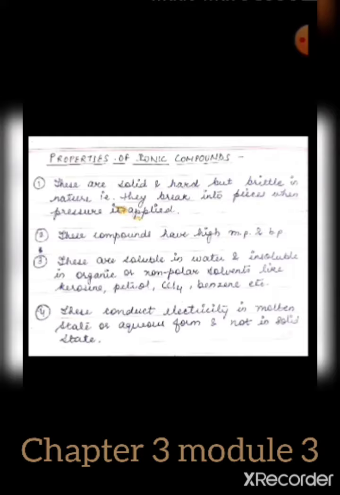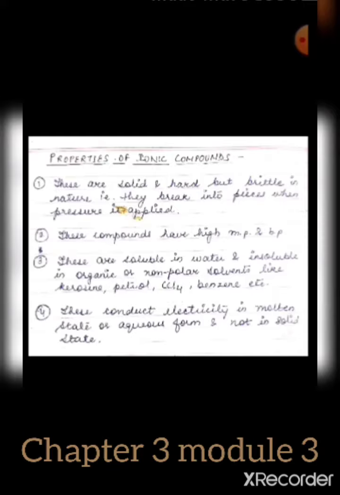The organic solvents do not have such charges. So water, which is ionic, can dissolve ionic compounds, and they are insoluble in organic or non-polar solvents because these do not have any charges. For example, kerosene and petrol are non-polar, they do not have any charges. So ionic compounds cannot dissolve in these types of solvents.